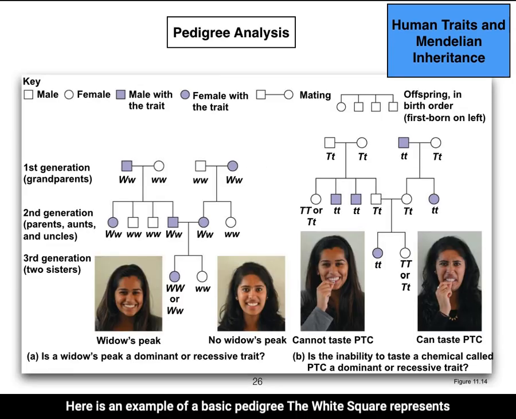Here is an example of a basic pedigree. The white square represents a male, and the white circle represents a female. A purple square represents a male with a trait, and a purple circle represents a female with a trait. A horizontal line between two shapes indicates a mating pair, and a vertical line indicates offspring produced from mating pairs. These offspring will be listed in birth order, with the firstborn being on the left.